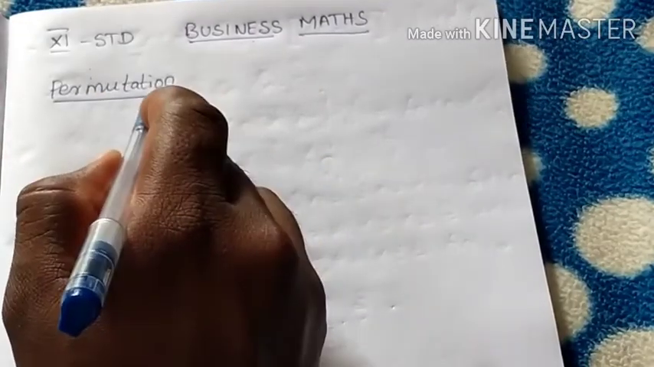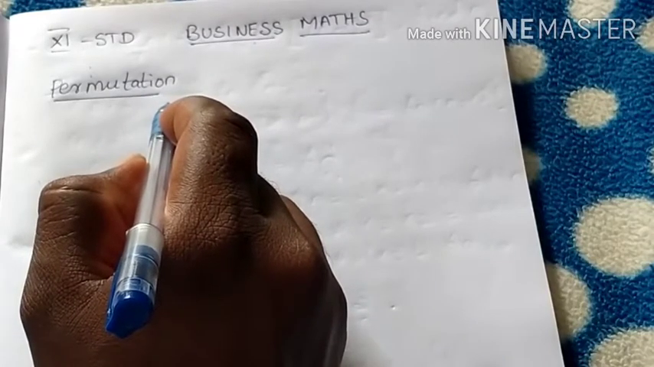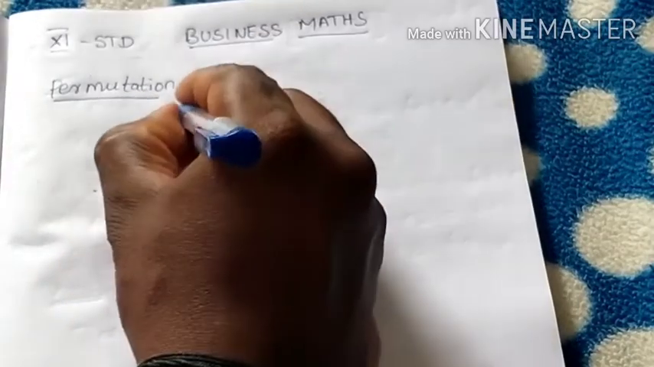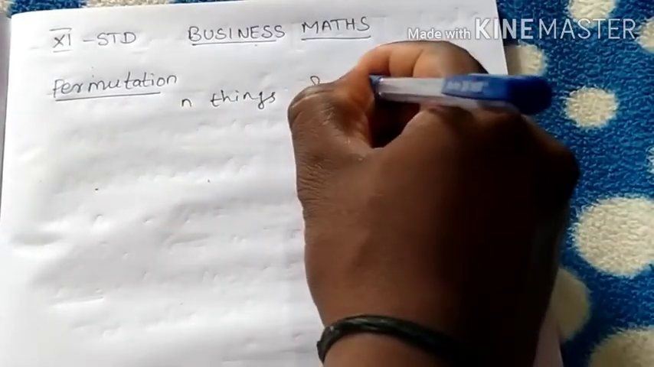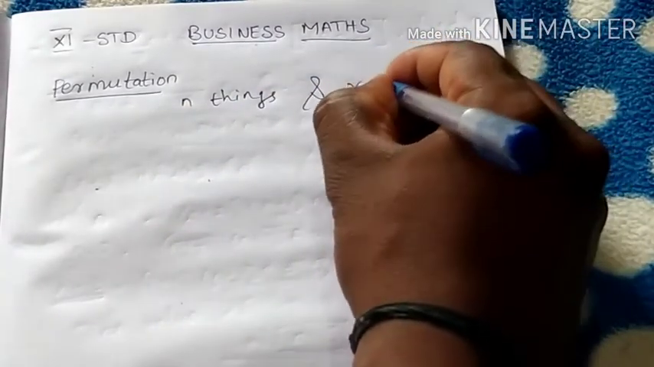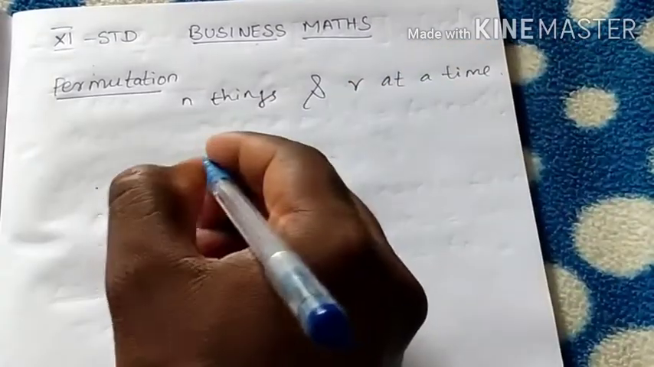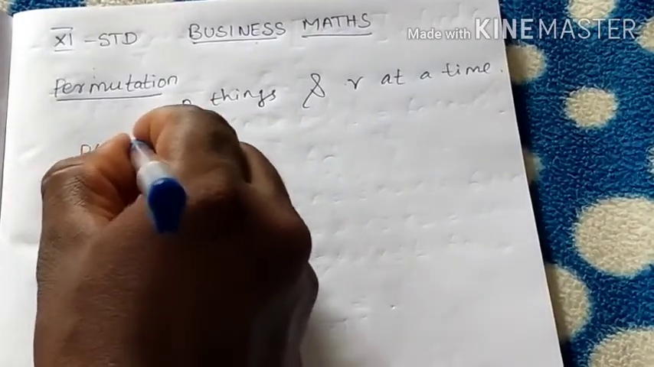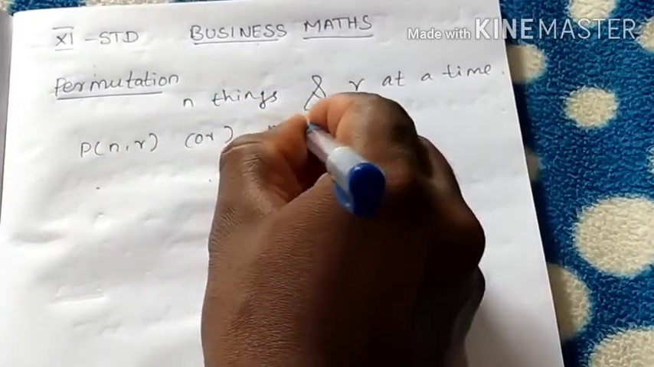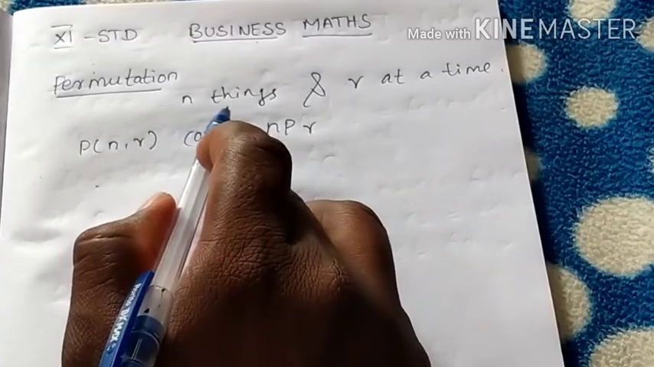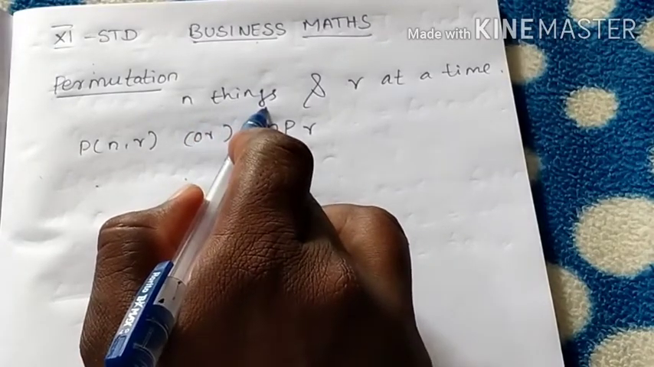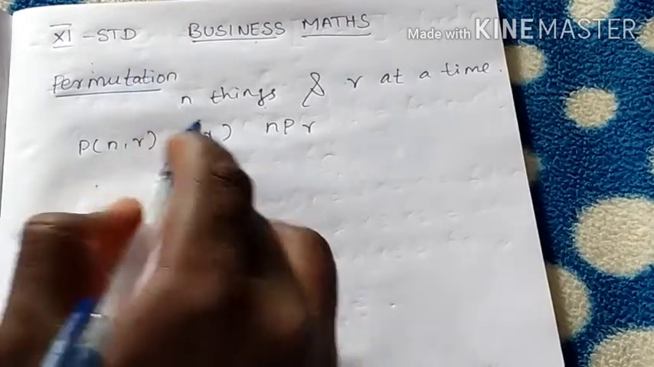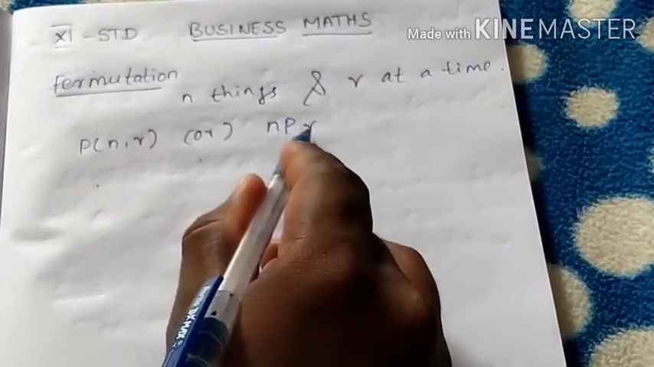What is permutation? The number of arrangements that can be made out of n things taking r at a time is called the number of permutations. It is denoted by P(n, r) or nPr.